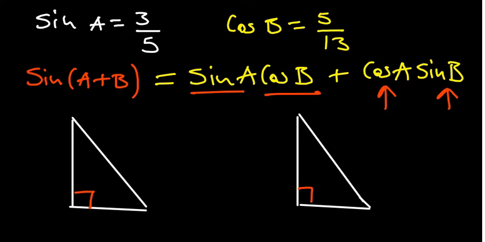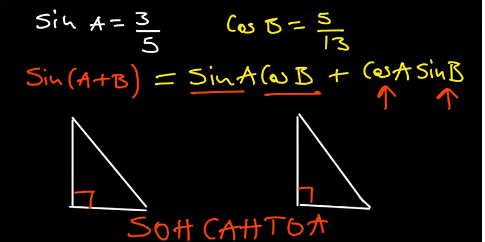So sine, according to SOH CAH TOA, what does it stand for? So sine is opposite over hypotenuse. So taking this angle to be A, its opposite is the other side, which is going to be 3, and then the hypotenuse is a 5. Okay.